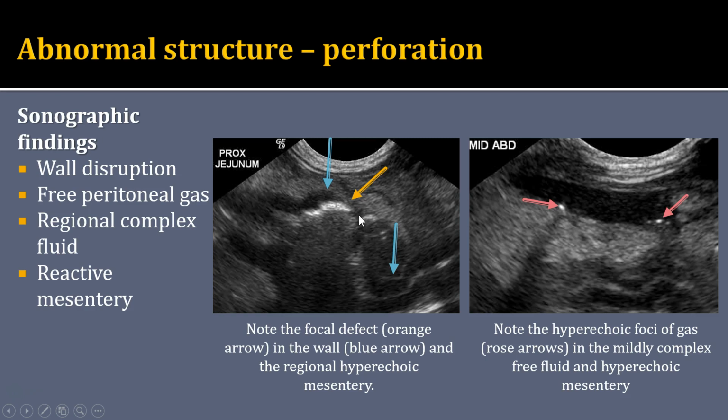Besides seeing the wall disruption, we may be able to see reactive mesentery, maybe some free fluid, and then sometimes we can actually identify free peritoneal gas. And in this patient, there are these little hyperechoic foci with a little bit of shadowing, which happens to be the free gas, and then there's some fluid around it.